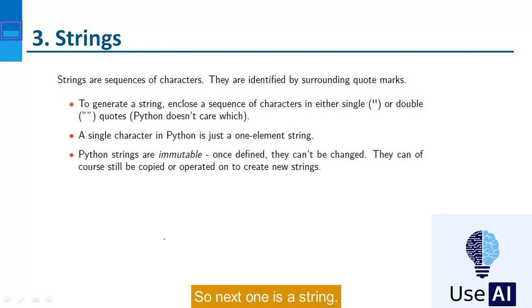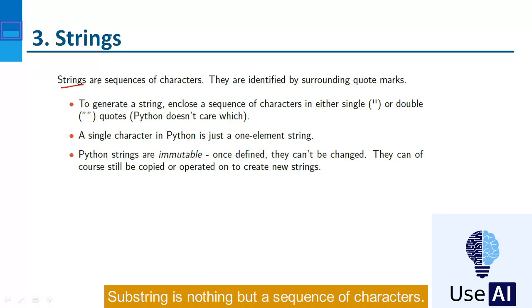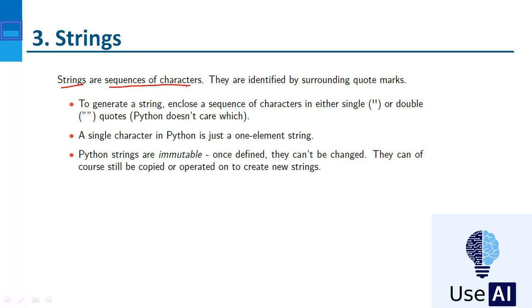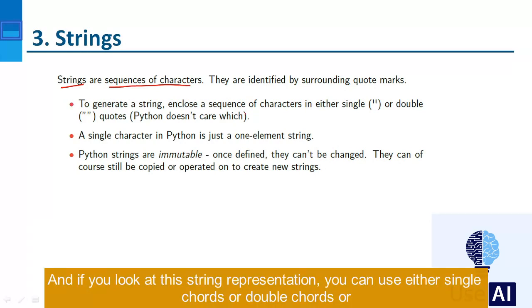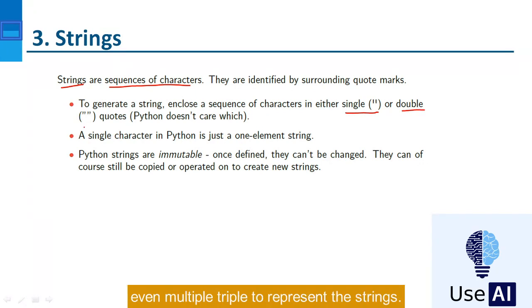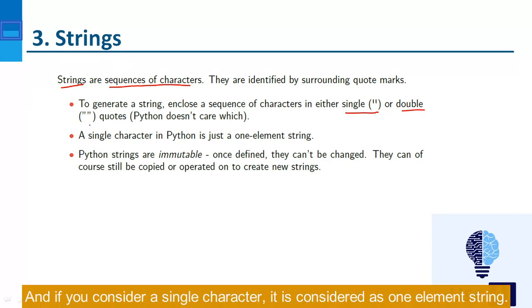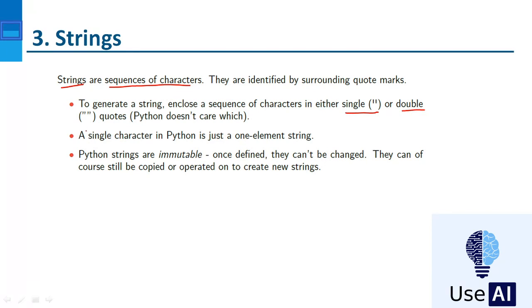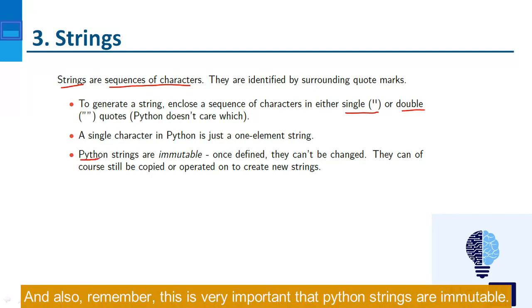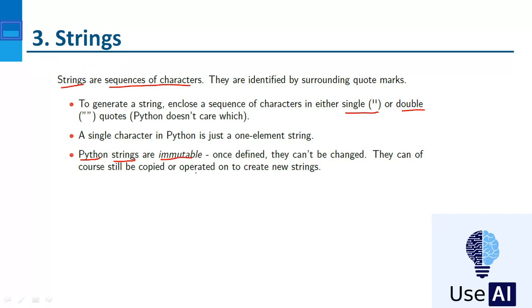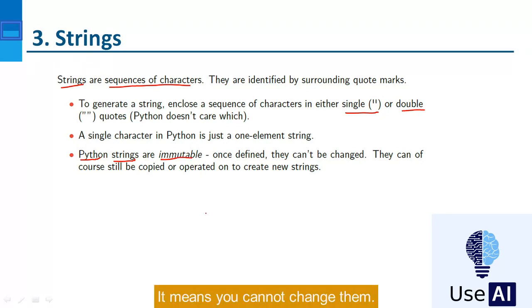So next one is strings. A string is nothing but a sequence of characters. Okay. And if you look at string representation, you can use either single quotes or double quotes or even triple quotes to represent strings. Okay. And a single character is considered a one-element string. Okay. And also remember, this is very important: Python strings are immutable. Okay. It means you cannot change them, right?